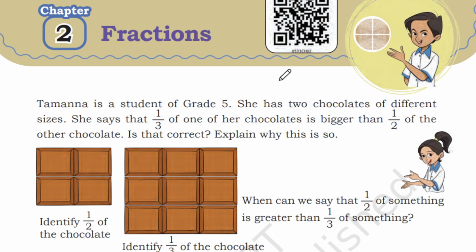So today we are going to see class 5 maths chapter number 2. The chapter name is fractions. Okay, so we already read fractions in class 2 and 3. So in class 5 we are going to see in detail.